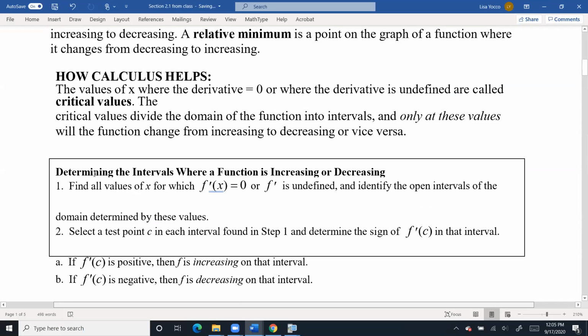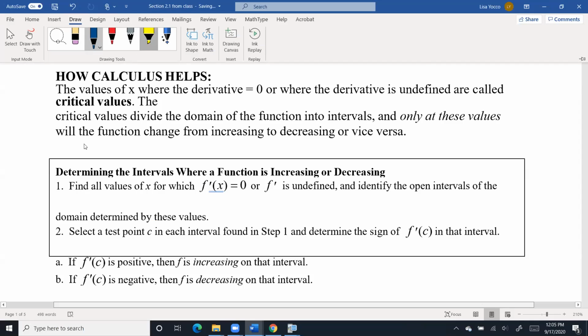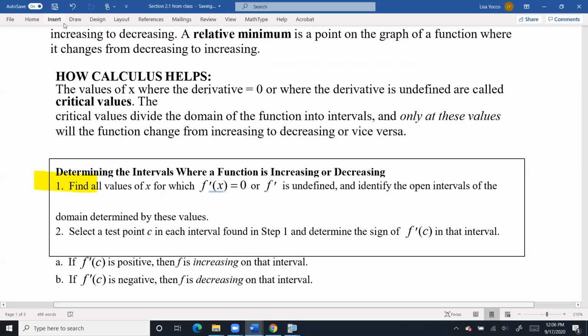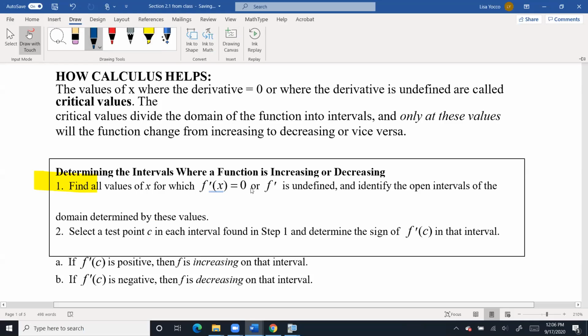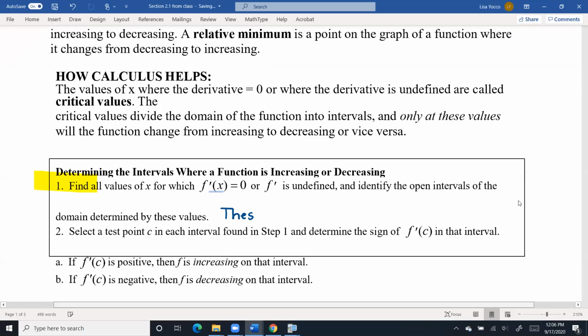Okay, so I'm determining where my function is increasing or decreasing. So I'm right here. All right. So that's what I've done. Find all values of x for which the derivative equals 0, or the derivative is undefined. That doesn't happen with polynomial functions, but these are the critical values. Give them the name.